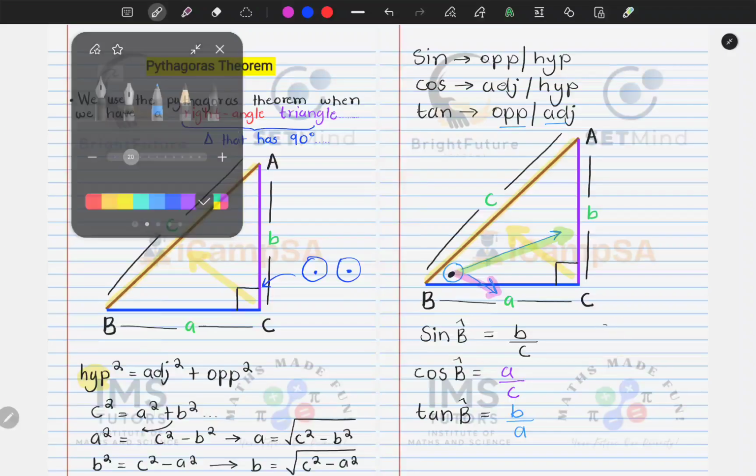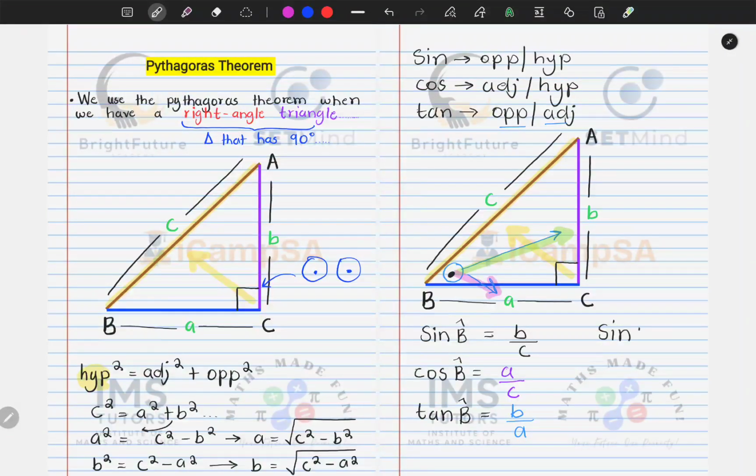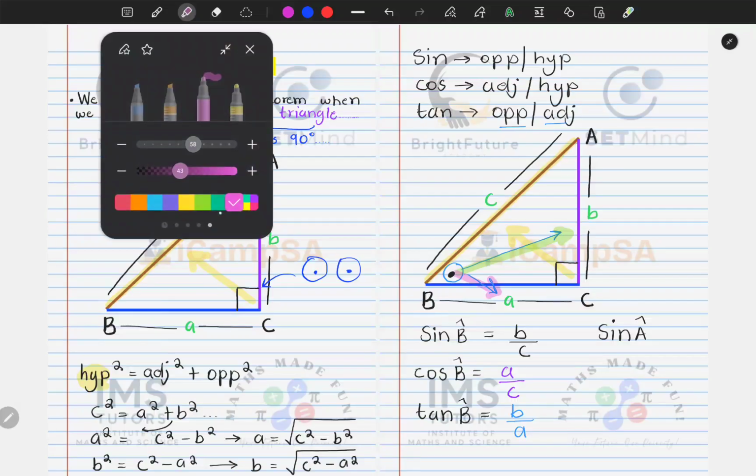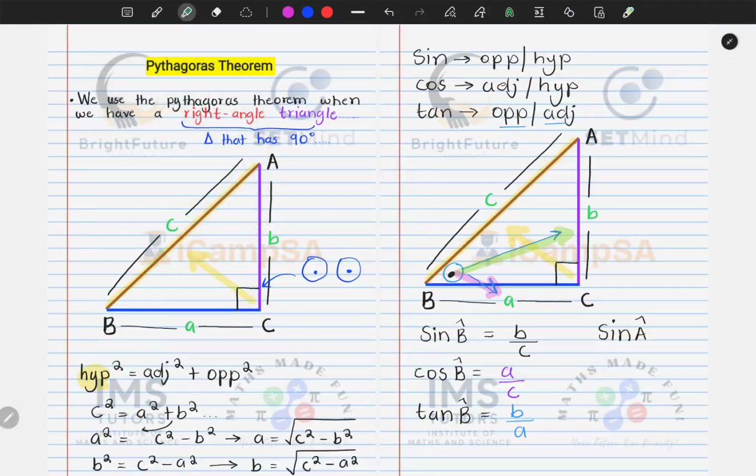Now let's go to A. Let's have a look at sine of angle A. Be reminded that sine is always opposite over the hypotenuse. So when I'm standing at A, which is here, angle A, what is the opposite side? If you look at the opposite side, it becomes A. So I'm going to have A divided by the hypotenuse, which is always the longest side and doesn't change, divided by C. Hope that makes sense.